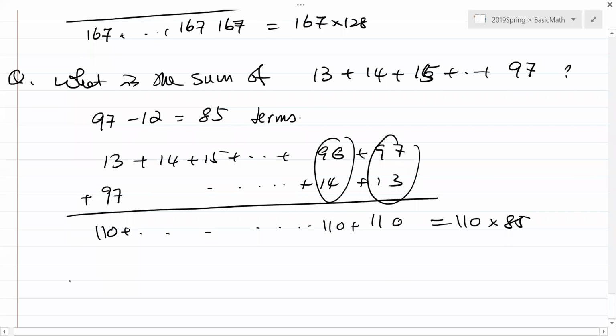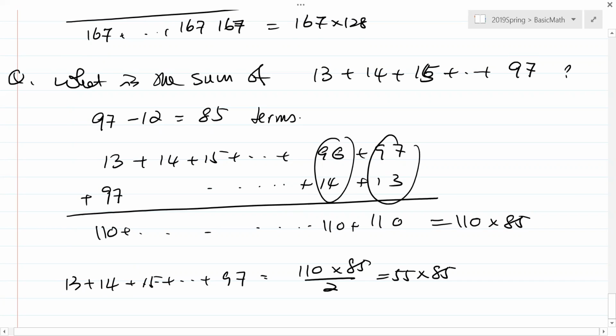So that's why single row should be 110 times 85 divided by 2. Okay, it'll be 55 times 85. Then you can multiply this out. Okay, so this is a way we solve this. Then you can solve the previous problem.